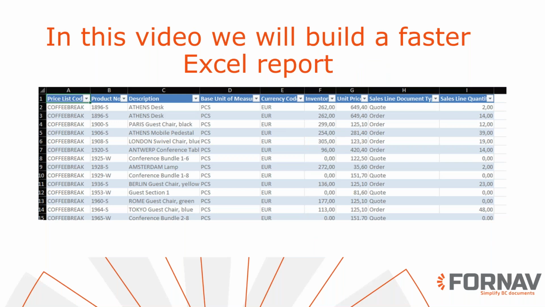A query object can speed the report up dramatically, but how do we get data from a query in a Fornav report?